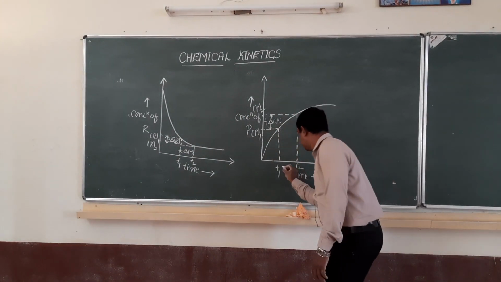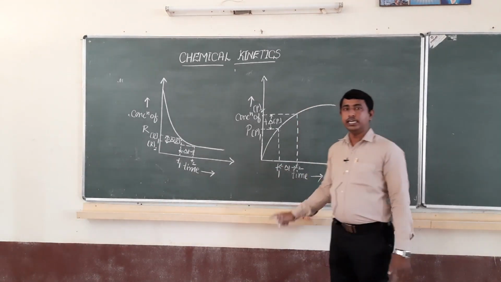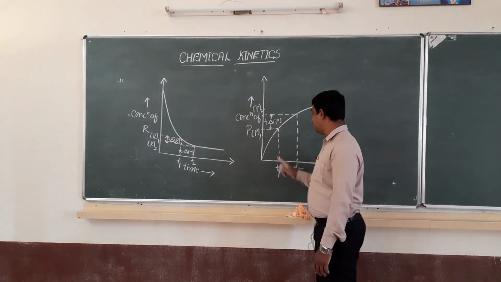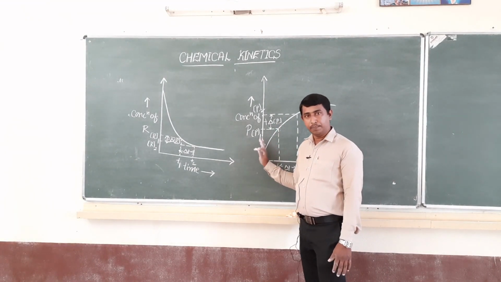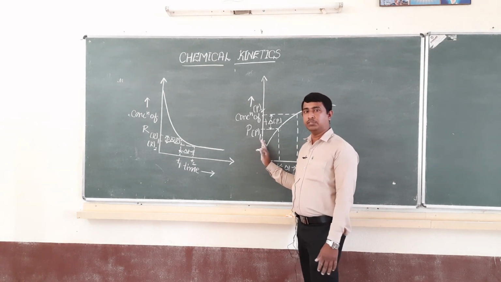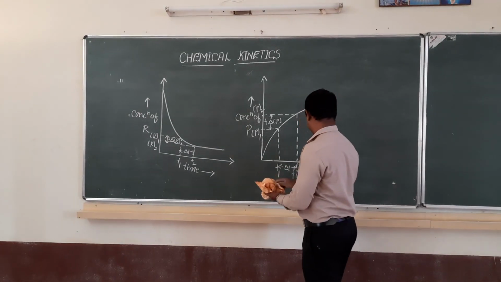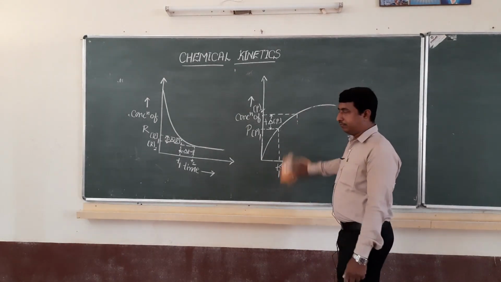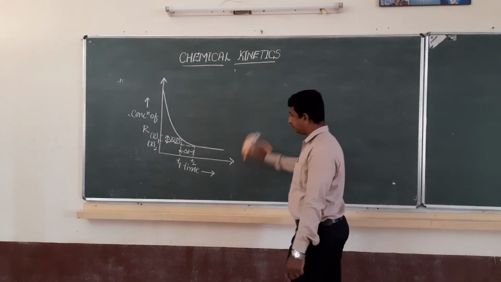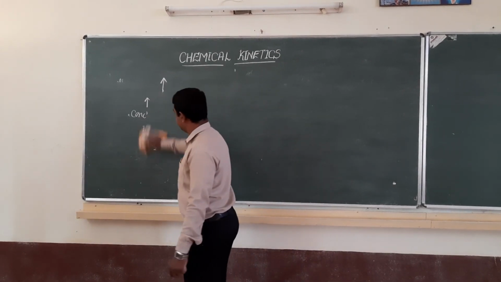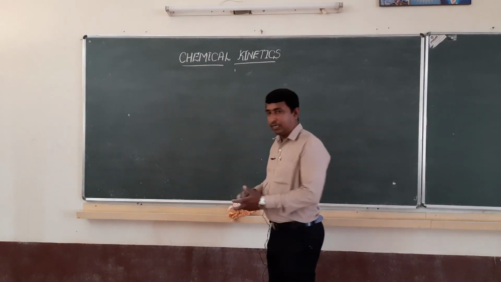Now this difference, this is delta T. So this is delta P, this is delta T. So this is the graphical representation of reaction rate in terms of reactant and product. We'll continue.